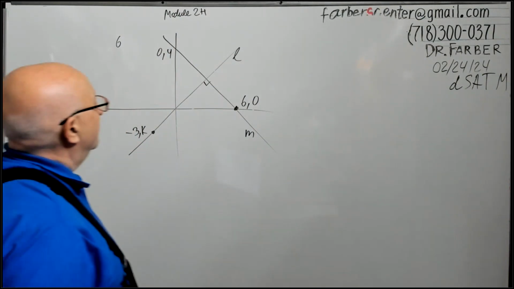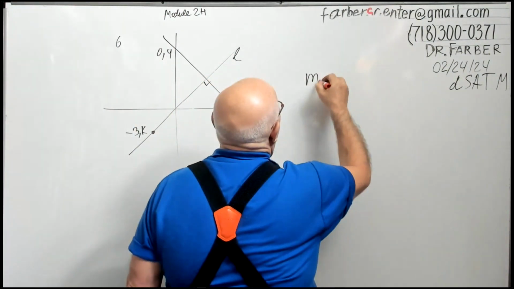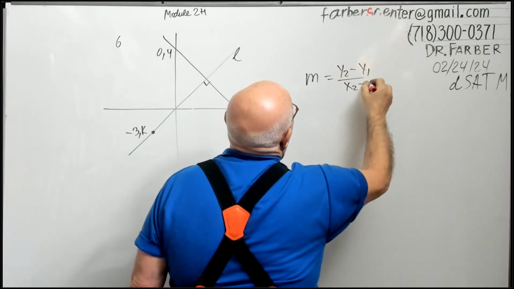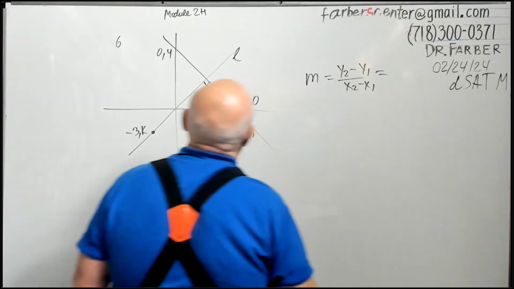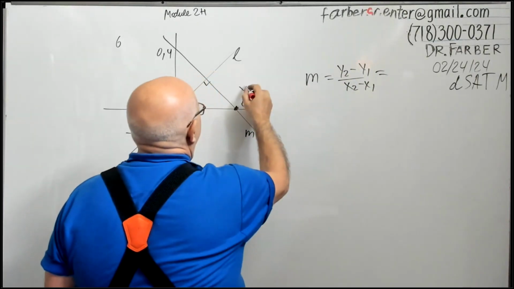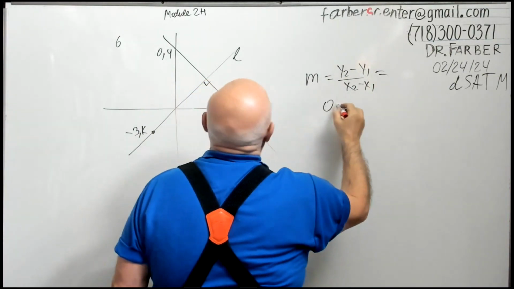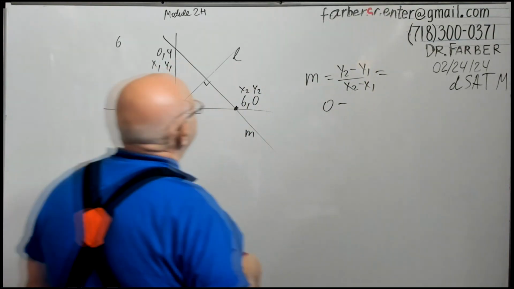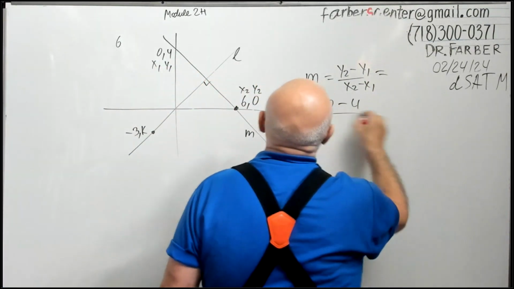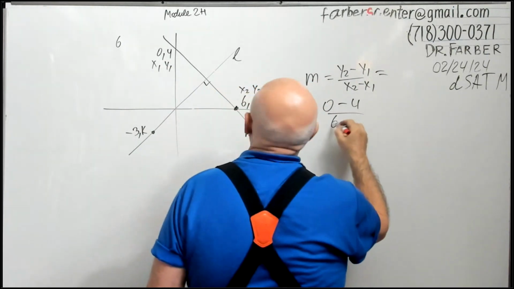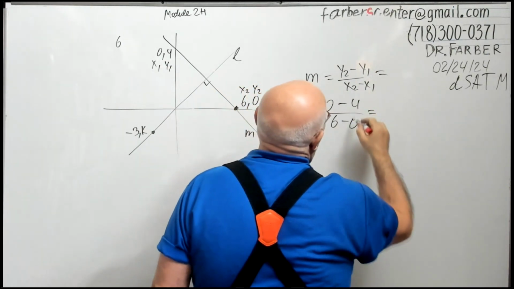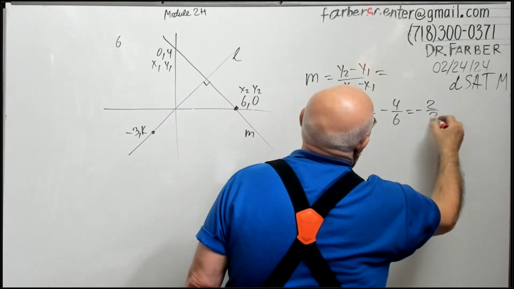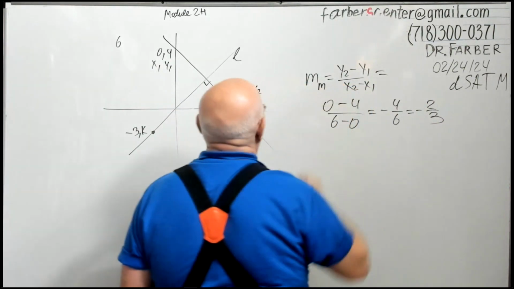Because here, it's straightforward. You can easily find the slope of any line: y2 minus y1 divided by x2 minus x1. I give you just the basic idea. This is x2, y2, 0. This is x1, y1. Minus 4 divided by 6 minus 0. It would be negative 4 over 6, which is negative 2 over 3. And this is the slope of line M.